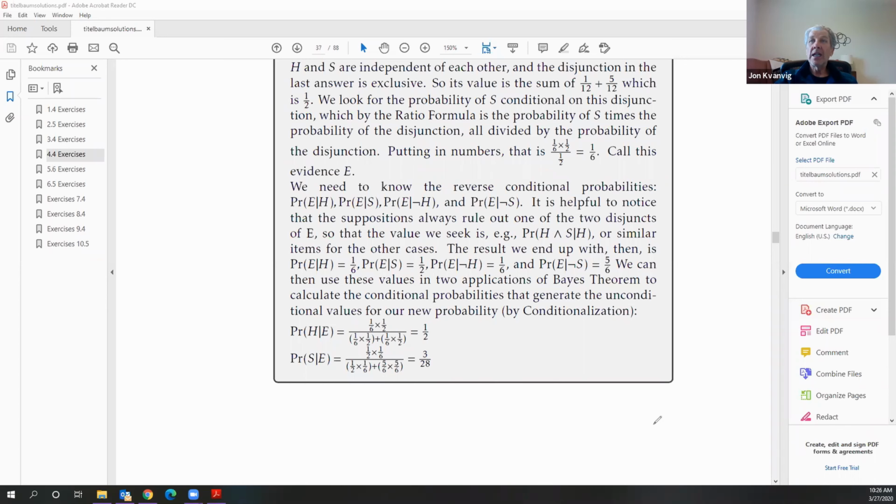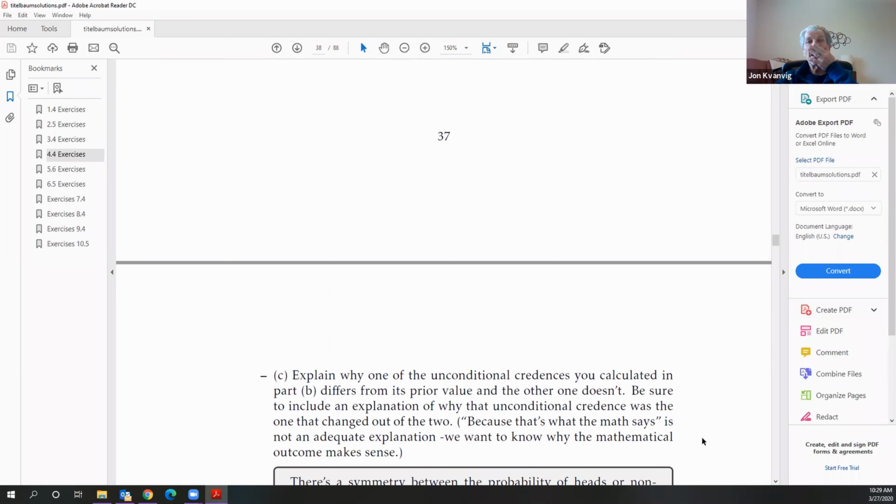The result we end up with is that the probability of E given H is 1/6, E given S is 1/2, E given not H is 1/6, and E given not S is 5/6. We then just plug those numbers into the probability calculus. The important thing is that there's a difference. One of the probabilities changes and the other one doesn't. So the probability of H given the evidence doesn't change. The probability of S given the evidence does.